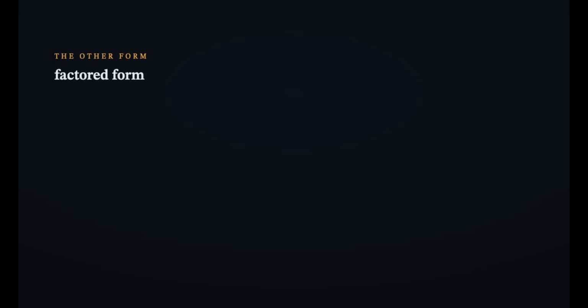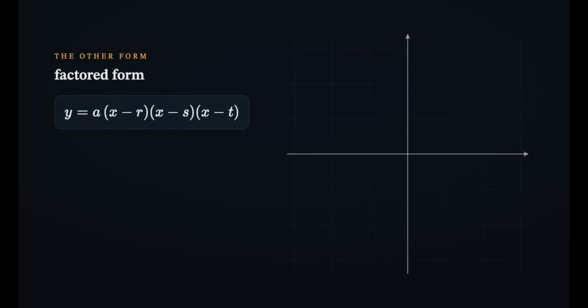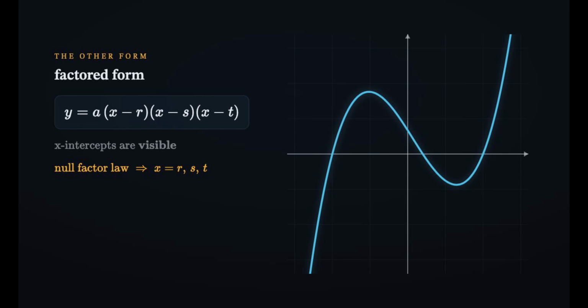The other form is factored form, y = a(x - r)(x - s)(x - t). Here the key points are the x and y intercepts. In this form, the x-intercepts are visible. Here we can use the null factor law to find the x-intercepts, which are r, s, and t. We can find the y-intercept by substituting x = 0.